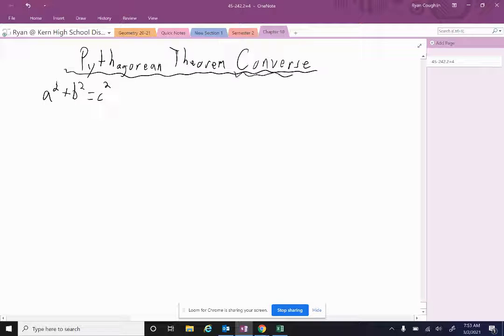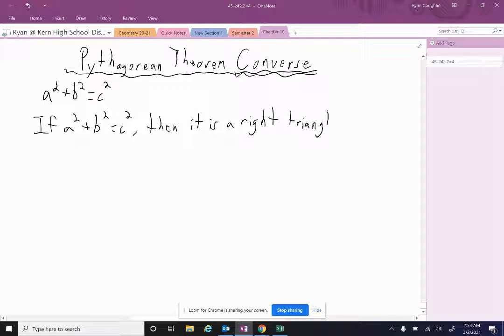So the converse is going to be: if a squared plus b squared equals c squared on any triangle, then it is a right triangle. Okay, so the Pythagorean theorem says that if something is a right triangle, then we can use a squared plus b squared equals c squared to find a missing side. The converse is just kind of the opposite.